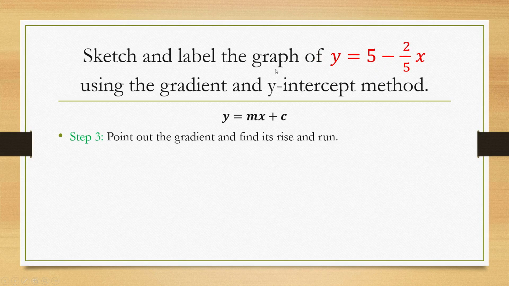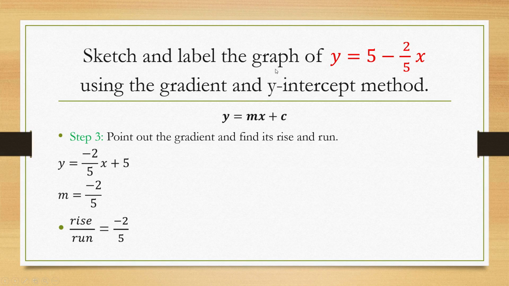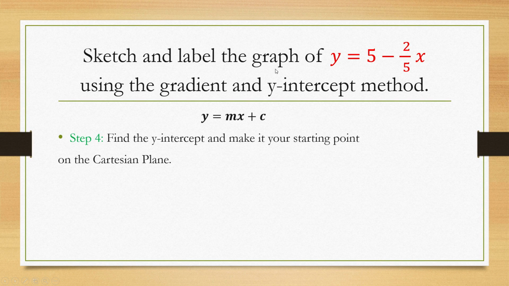Step 3 is to then point out the gradient and find its rise and run. In our equation, we can see that negative 2 over 5 is our gradient. So then our rise and run would be negative 2 over 5.